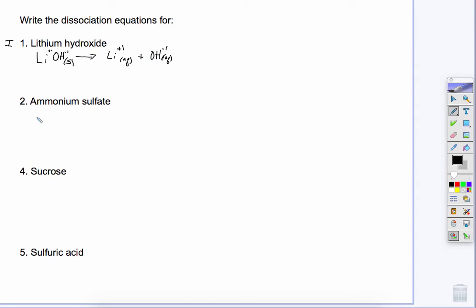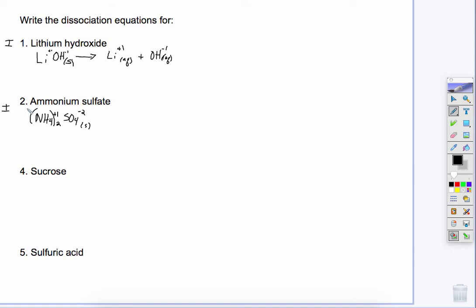All right, the next one, ammonium sulfate. So we write the formula for it. Ammonium is a positive ion, +1. I'm going to put it in parentheses because sulfate is a negative ion and it happens to be -2. Now, if the charges aren't the same, remember you crisscross them, and so we get (NH4)2SO4. Now, let's just pretend that that's a solid.